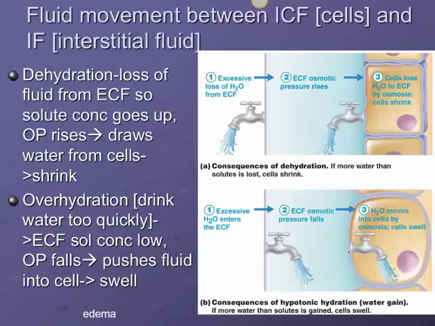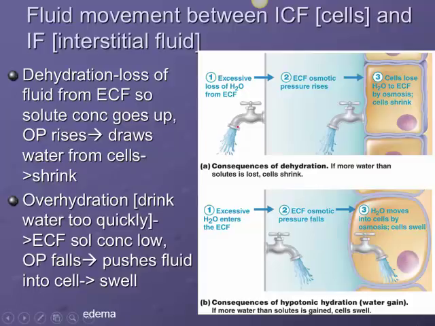So let's look at this. This is what I explained. So imagine if someone is dehydrated. So there's loss of fluid from the extracellular fluid compartment. So the solute concentration goes up. So therefore the osmotic pressure rises. And this will draw fluid out from the cells and they will shrink.